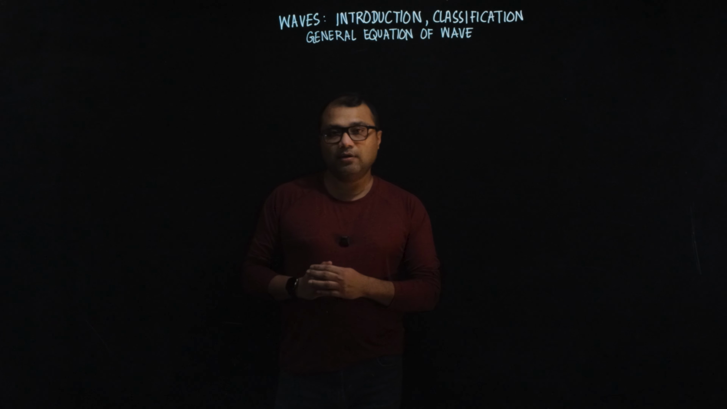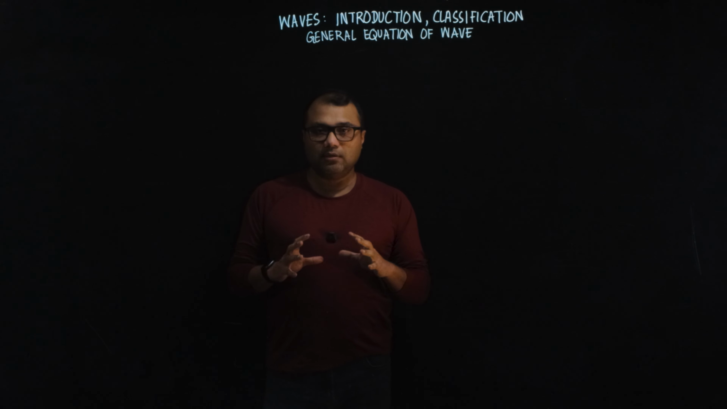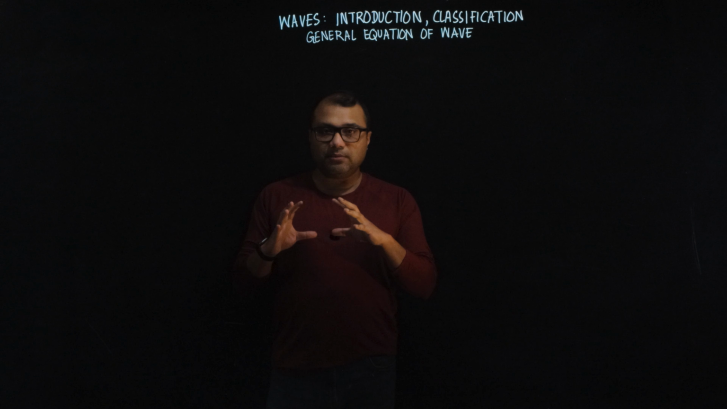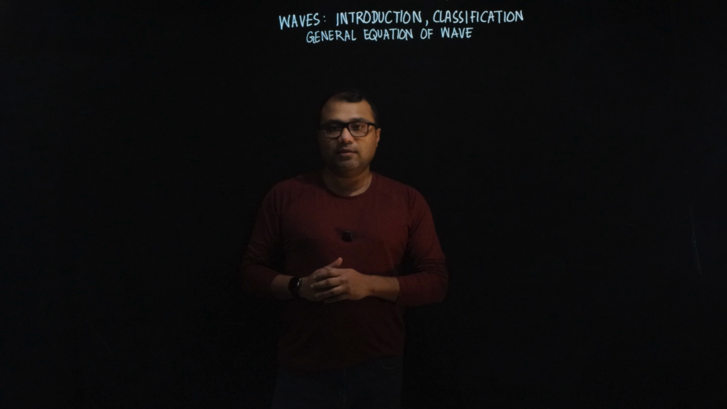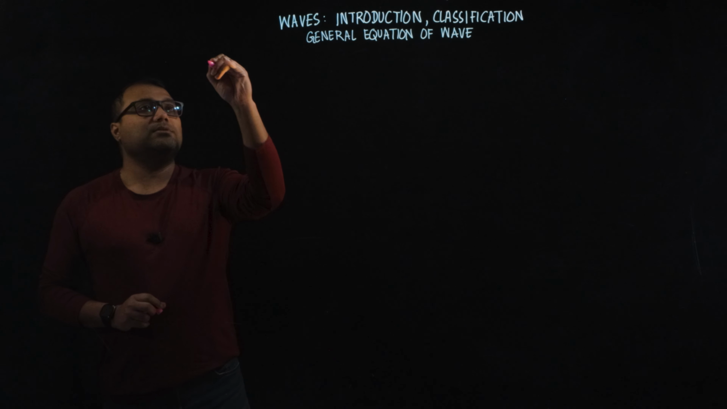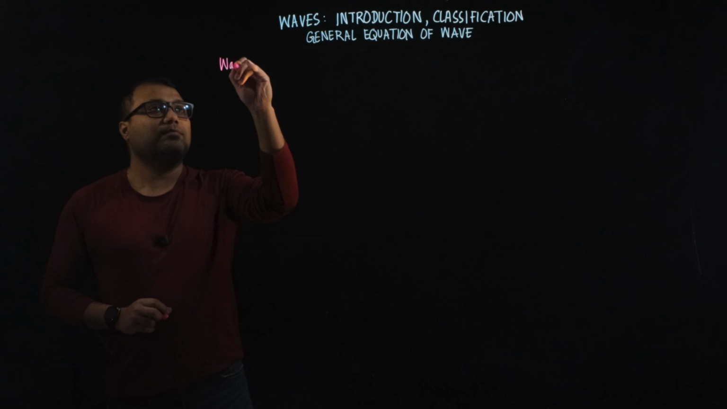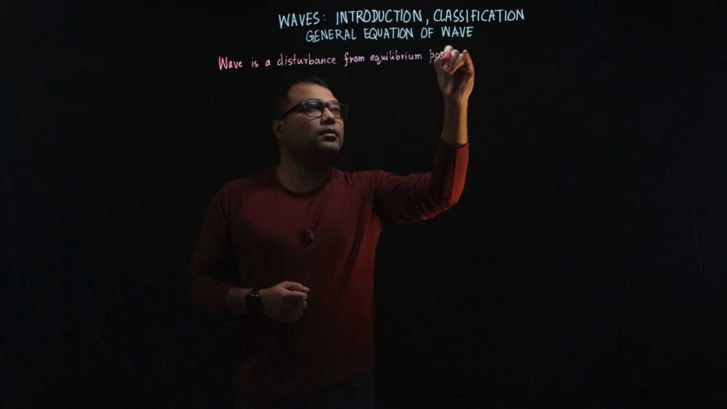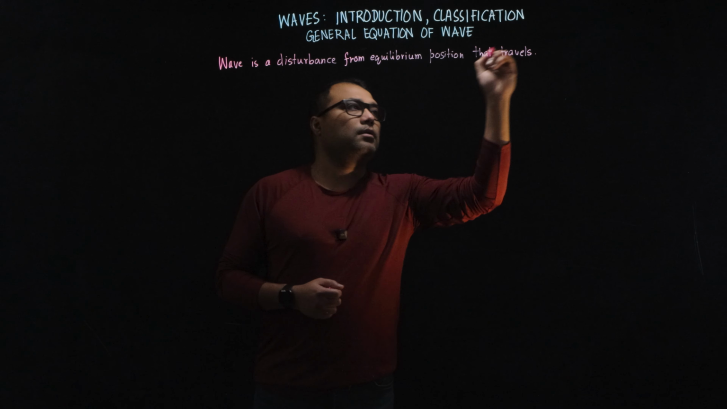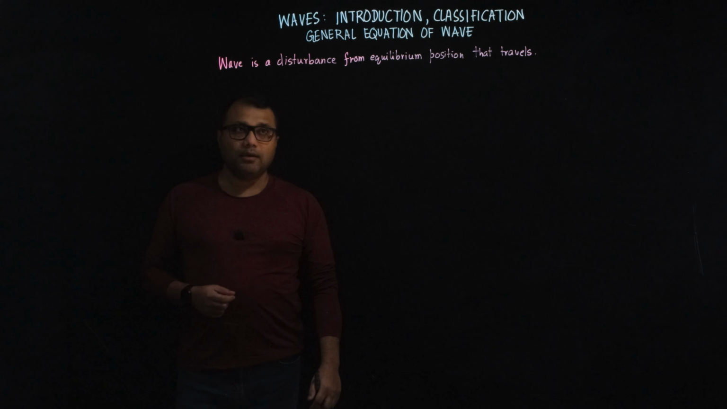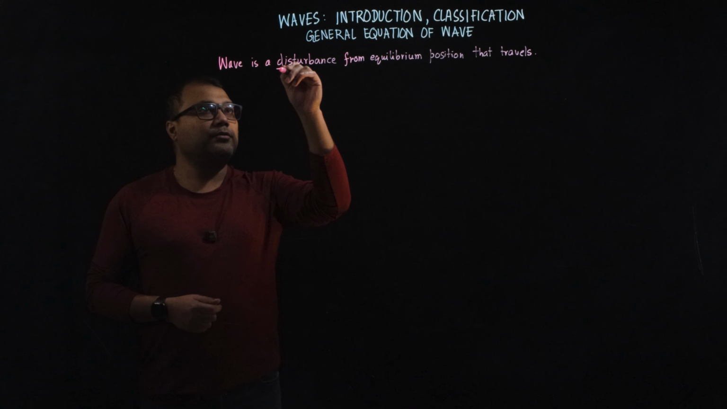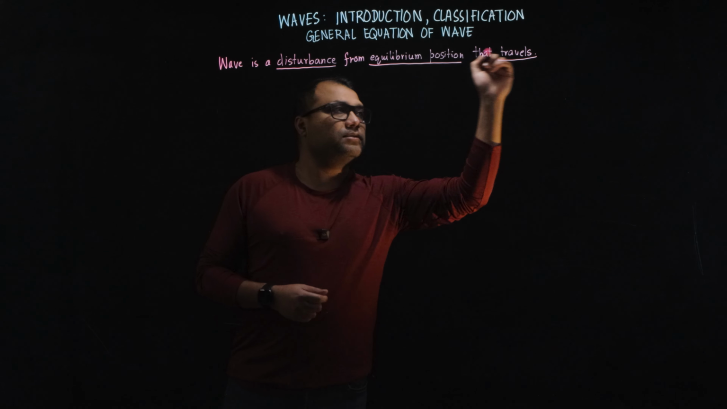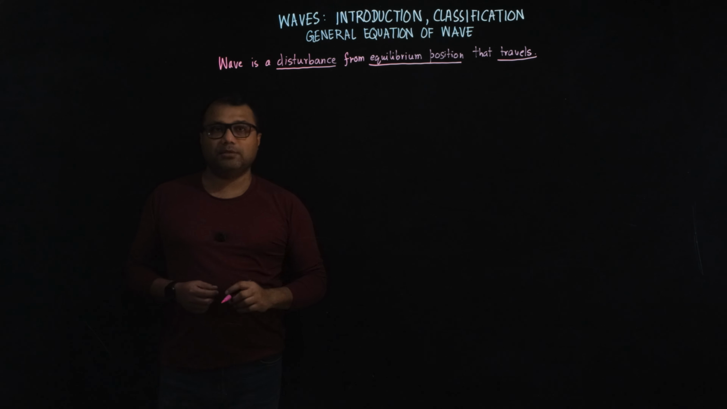So what is a wave? Wave is a disturbance. Disturbance from what? Disturbance from an equilibrium position. And this disturbance, when it travels over time, then a wave is formed. Okay, so let's say wave is a disturbance from equilibrium position that travels. Now I'll underline a few things. Disturbance, equilibrium position, travels. What is a disturbance?